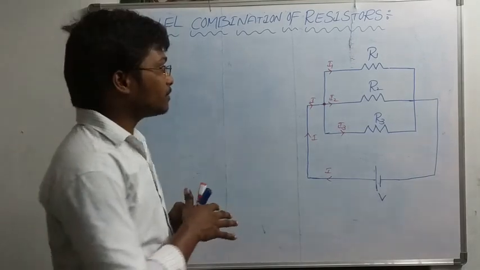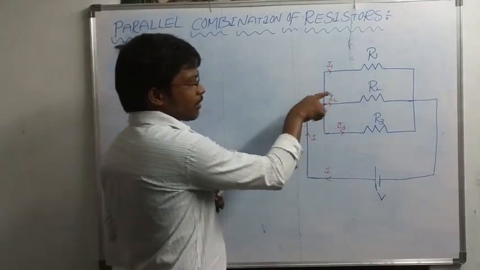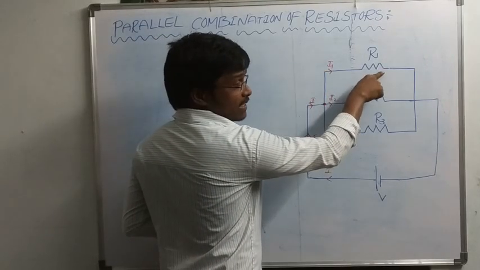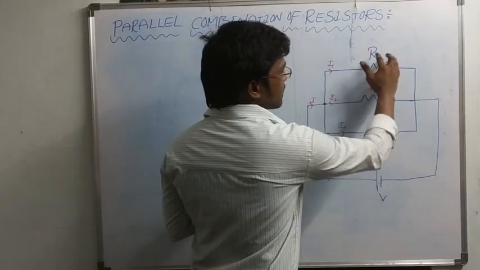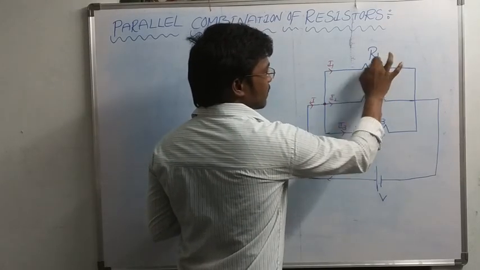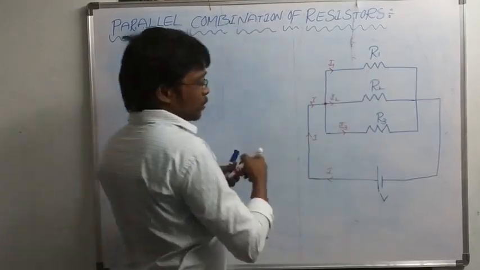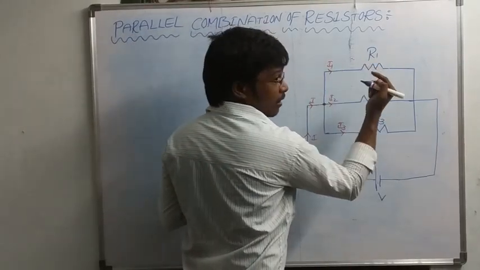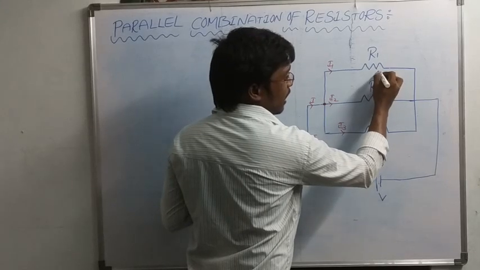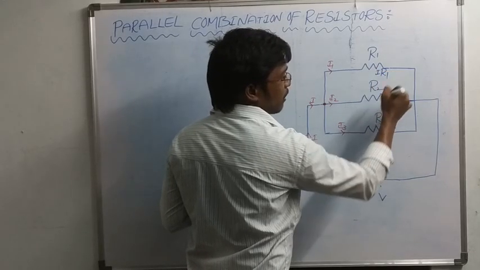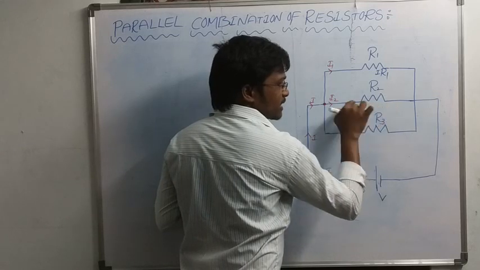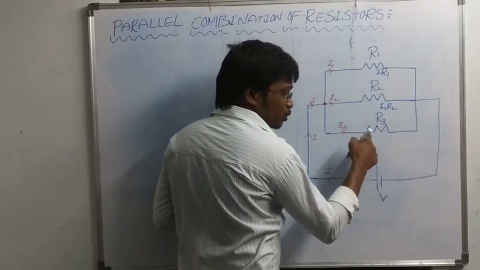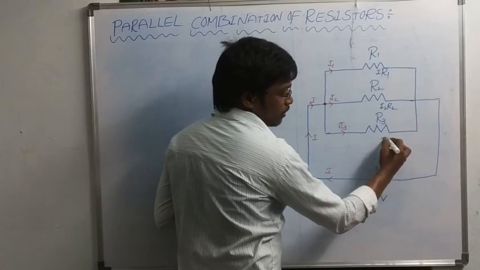And here current I1 is passing through this resistor, correct? So current I1 is passing through this resistor, I1 into R1. Current I2 is passing through this resistor, so I2 into R2. Current I3 is passing through this resistor, so I3 into R3.